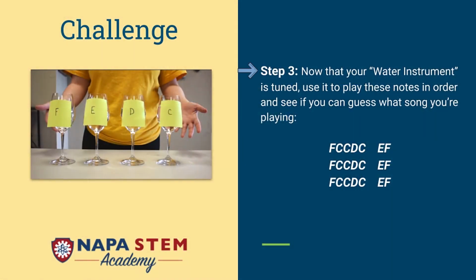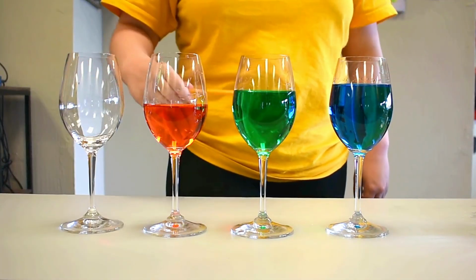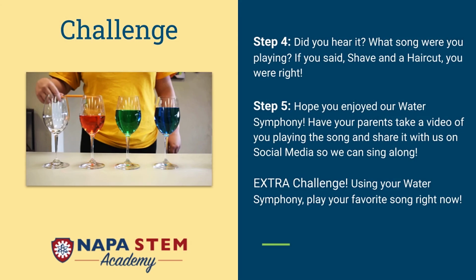Step 3. Now that your water instrument is tuned, use it to play these notes in order and see if you can guess what song you're playing. Think you heard it? What song do you think you were playing? If you said Shave and a Haircut, you were right.